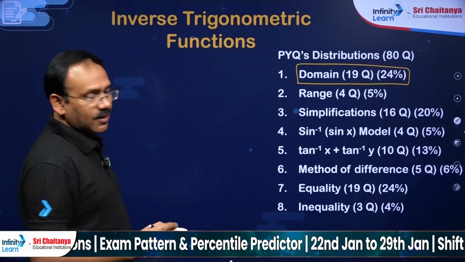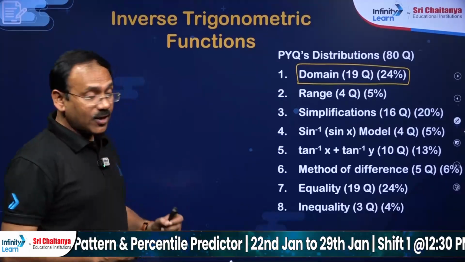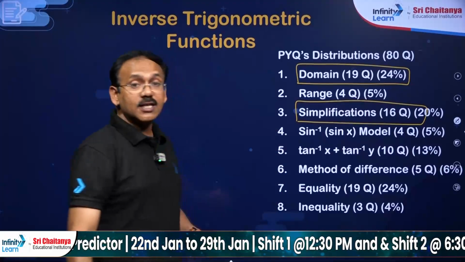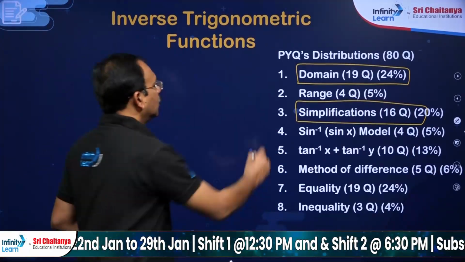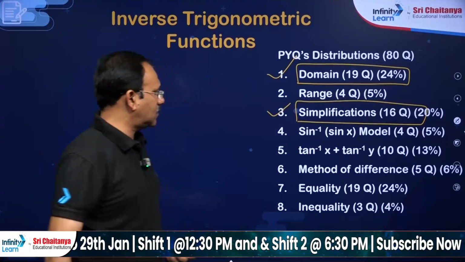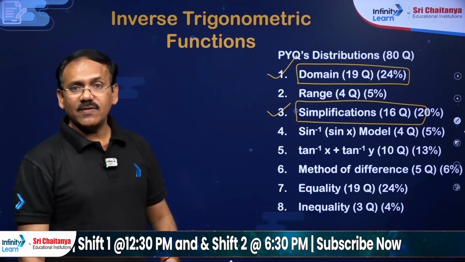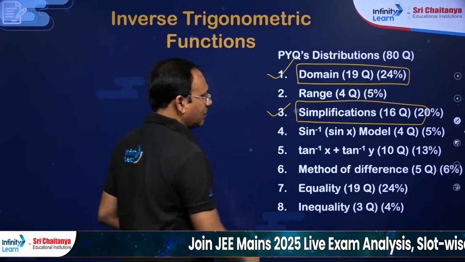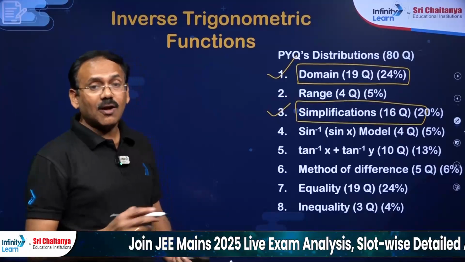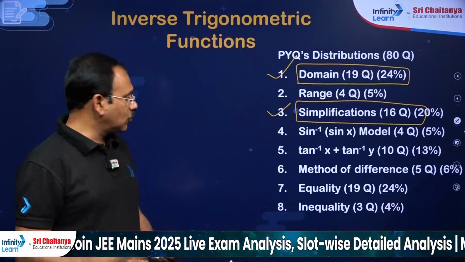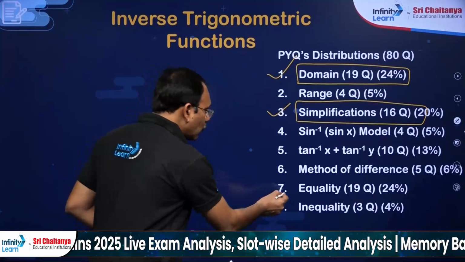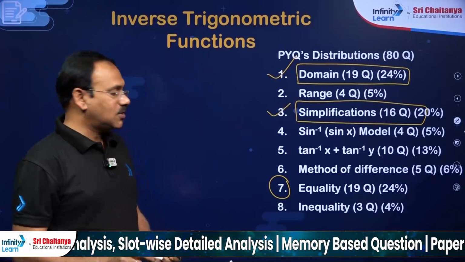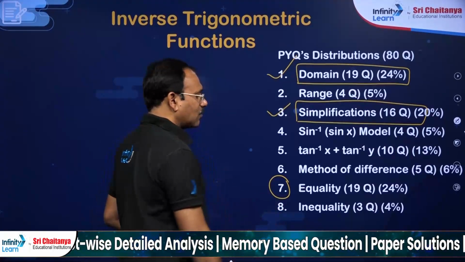Then range related 4 questions, then simplification. So inverse trigonometry simplification related questions there are 16, that is 20% of the questions are simplification. So these two are core areas dear friends. Then sin inverse of sin x, cos inverse of cos x, tan inverse of tan x simplification. Then tan inverse x plus tan inverse y simplification, and method of differences, meaning splitting as difference of two terms, related 5 questions, and equations, inverse trigonometry related equations, then inequality related questions are there.